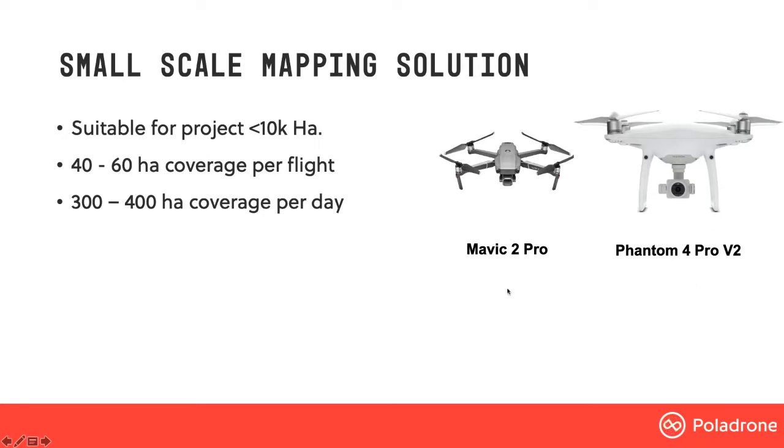The small scale mapping solution is suitable for land that is less than 10 hectares. Per flight, the Mavic 2 Pro or the Phantom 4 Pro version 2 can cover up to 40 to 60 hectares, with a flying time of around 20 to 30 minutes. For a day of operation, it can cover up to 300 to 400 hectares per day per drone. If you have more drones, you can cover more area. So this is more suitable for small scale mapping.